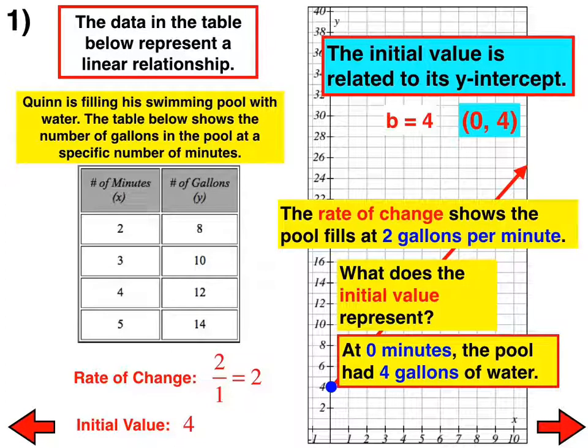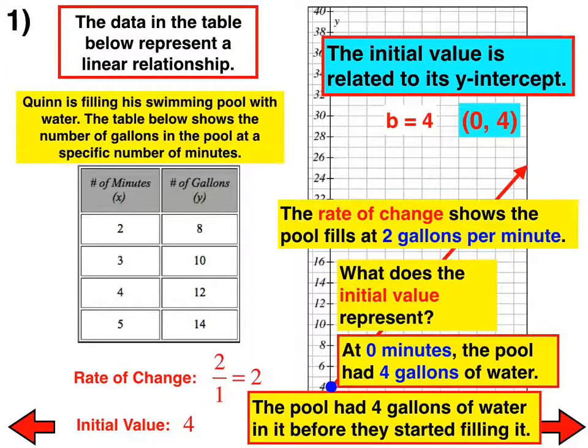So there are going to be problems in the homework where I may only ask you for the numeric value of the initial value. That would be 4. And then there will be other problems where I may ask you what it actually means. So what it actually means or represents is at 0 minutes, the pool had 4 gallons of water in it. Okay? Fill in those blank areas, please.